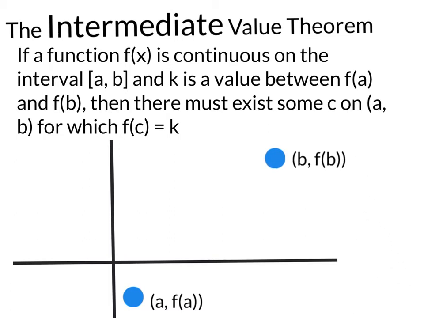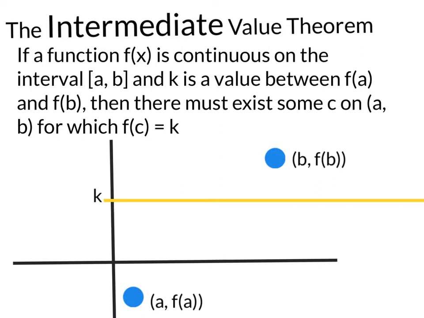B, f of b. All this theorem says is that for any value you want, k, which is some y value between f of a and f of b, I'm just going to put it right there. Somewhere between a and b, the value of our function has to be k.